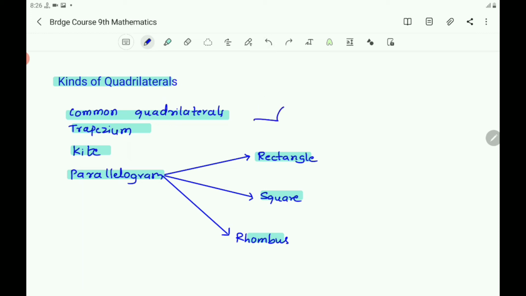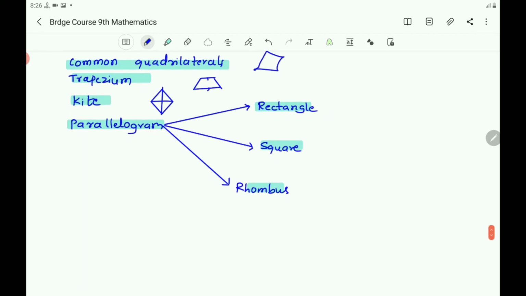Common quadrilateral is there. And also trapezium is there. This is the trapezium. Here one pair of opposite sides is parallel. And also kite is there. Kite is a combination of two isosceles triangles. And also you can have parallelogram.